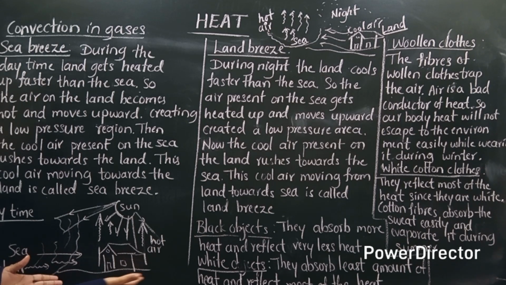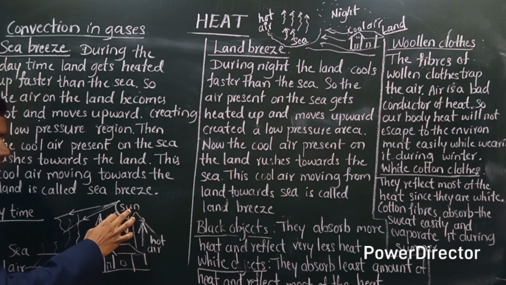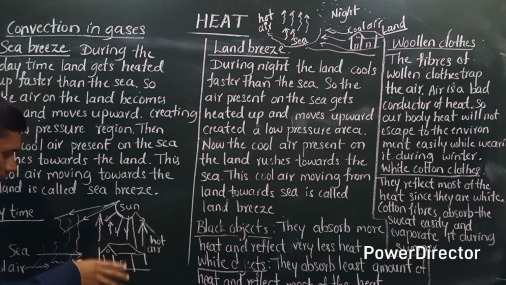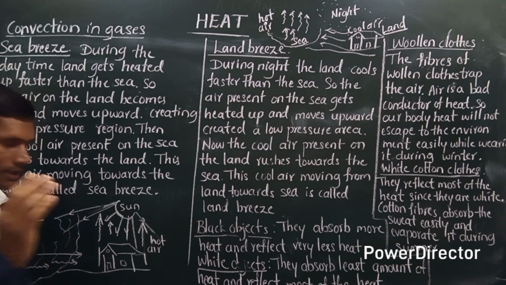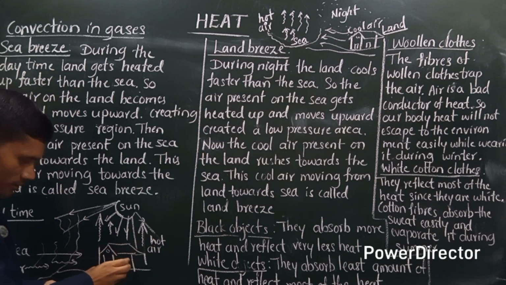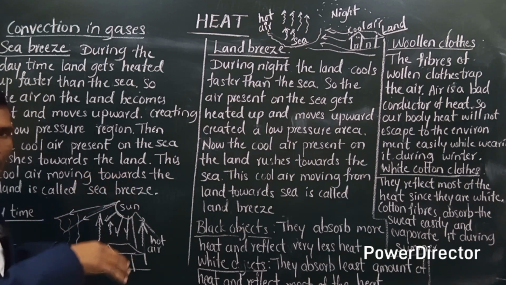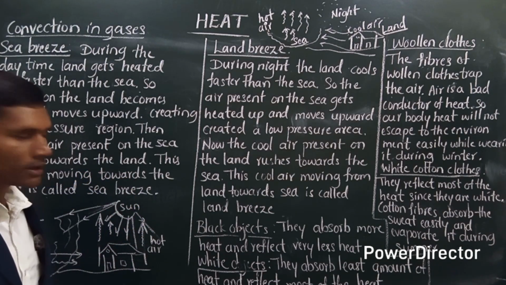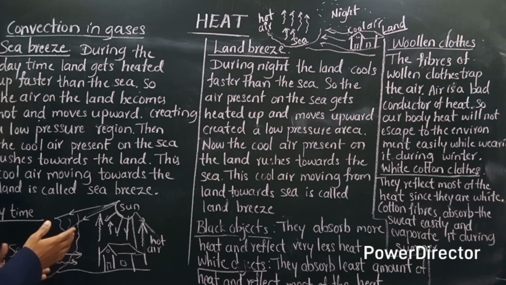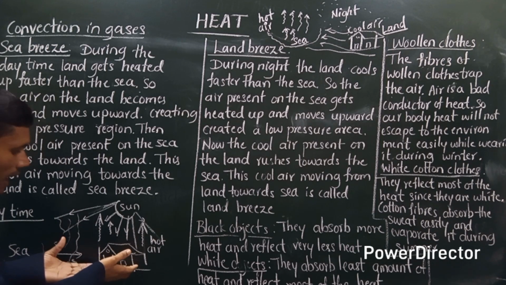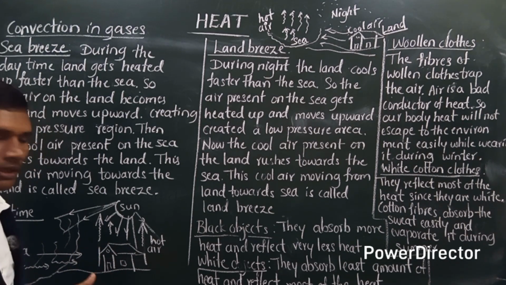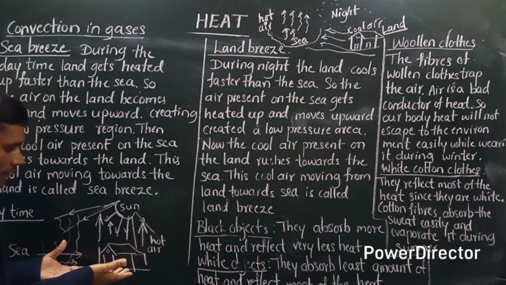You see, this is the land part and this is the sea part. As you know already, this is during daytime, so we are showing the sun here. Sunlight is falling on the land and on the sea. Since the sea occupies a much larger surface area than the land, it is getting heated up slowly. Here the land gets heated up faster.